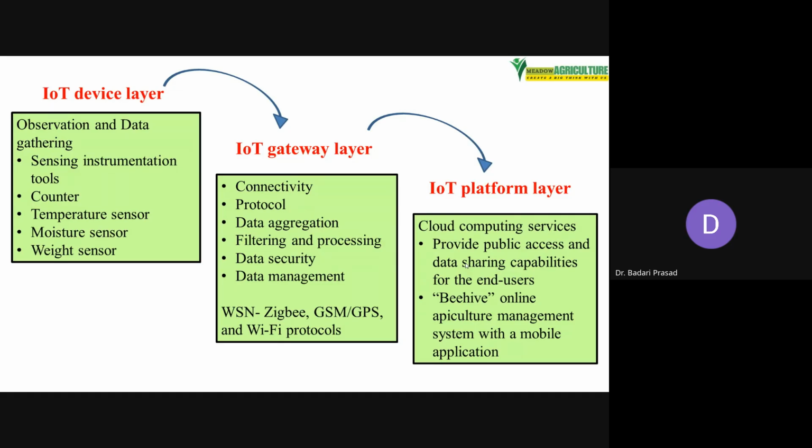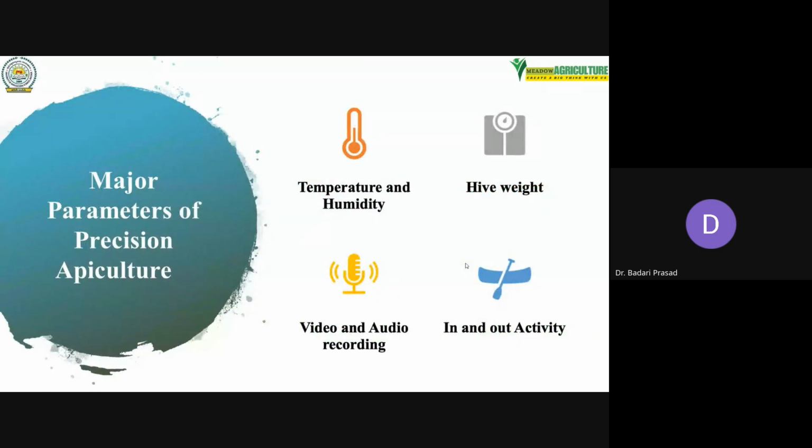So a Beehive online apiculture management system with a mobile application will be developed. The major parameters of precision apiculture are temperature, humidity, hive weight, and video and audio recording. There is a very interesting fact with video and audio recording: there is a crying of bees during different stages. The sound, the voice they make during swarming is different from during a pest attack, and during any abnormal changes in the surrounding situation, the voice will be different. By analyzing these screaming voices of bees, the administrator can take the right decision.